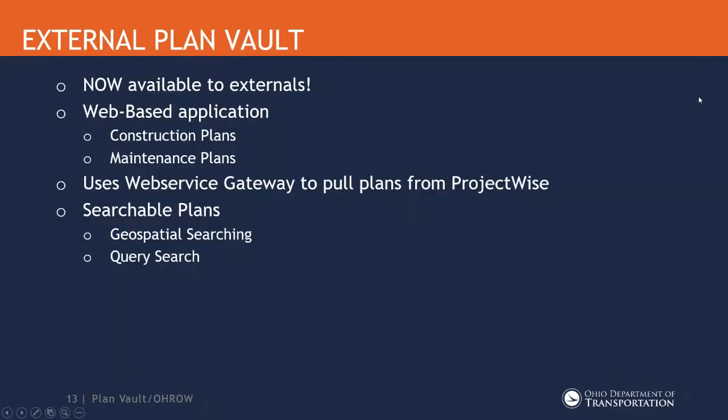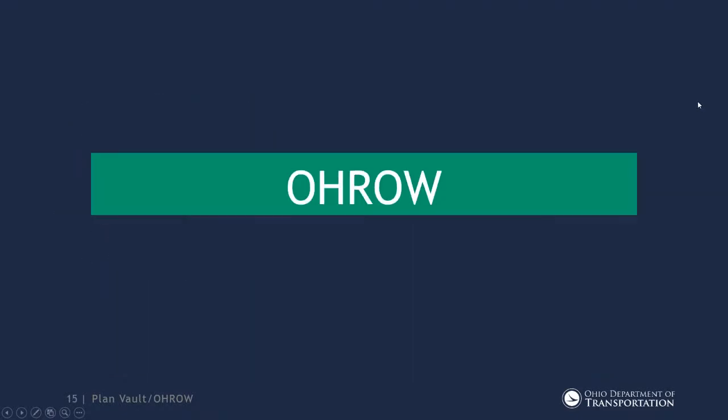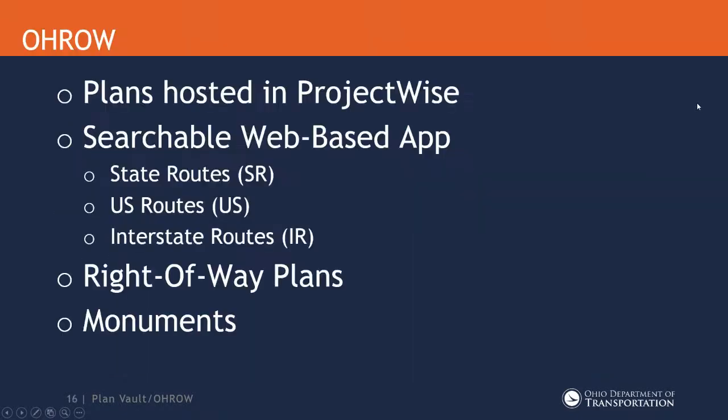So our next slide, we're just going to go over ORO, which is similar to our construction plans, except this is specifically right-of-way. These plans are also hosted in our ProjectWise environment and searchable in a web-based app. It looks very similar to what we just showed there with our Plan Vault. And of course, we deal with state routes, US routes, and interstate routes. So that is what it's going to consist of.